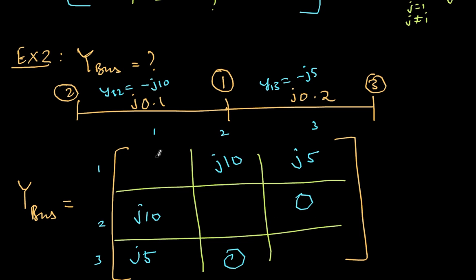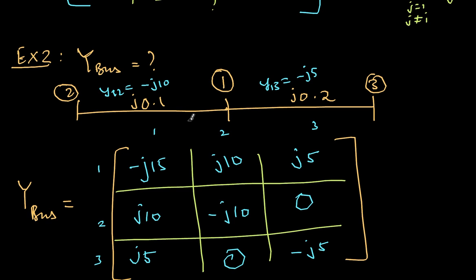Now the off diagonal elements have been completed. Now look at the diagonal elements. Add these two and then minus sign, minus J15. Add these two, minus sign, minus J10. Add these two, minus sign, minus J5. So this is the Y bus for this particular system.